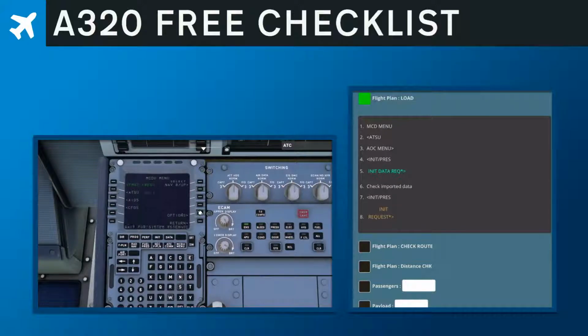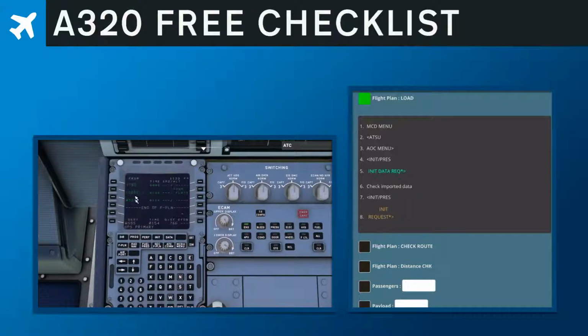So we go to ATSU again, AOC menu and init, and we'll request the flight plan. So we've done that. Now we need to go to init, and what's actually happened. So if you can see, there should be another request here.